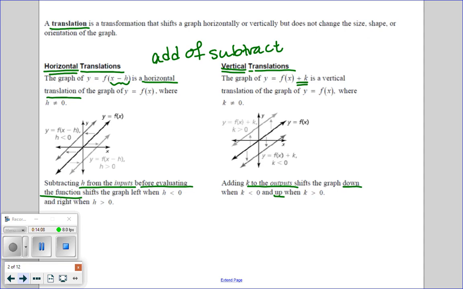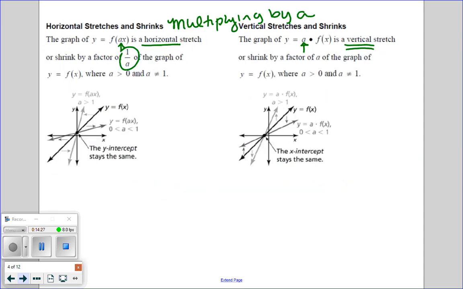If it's +7, you went up 7. If it's -4, you went down 4. Where here, it's kind of the reverse, right? If it says x plus 5, I'm actually going to the left 5. If it's x minus 3, I'm actually going to the right 3. So that's where the horizontals tend to be the reverse of what you see in the equation a little bit. Okay, so when we're multiplying, that's what causes the stretches and shrinks.